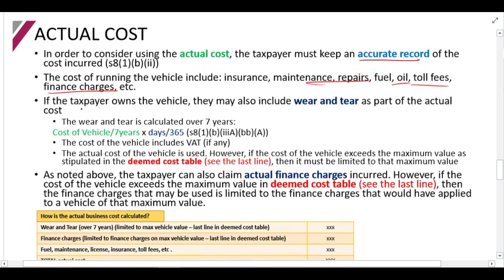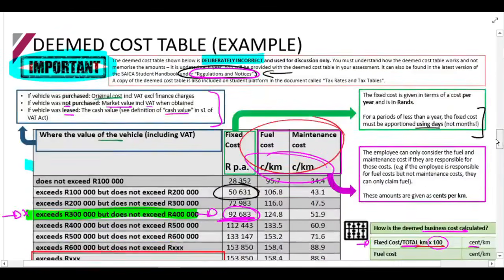Finance charges, what we're talking about here is if you buy a vehicle and you're paying it off. So you buy it on credit, for example, or an installment credit agreement, or a car finance, and that interest that you incur, you can claim that as well. Please understand, guys, if you don't keep a record of the actual cost here, you just can't use it, but you can then still use the deemed cost.